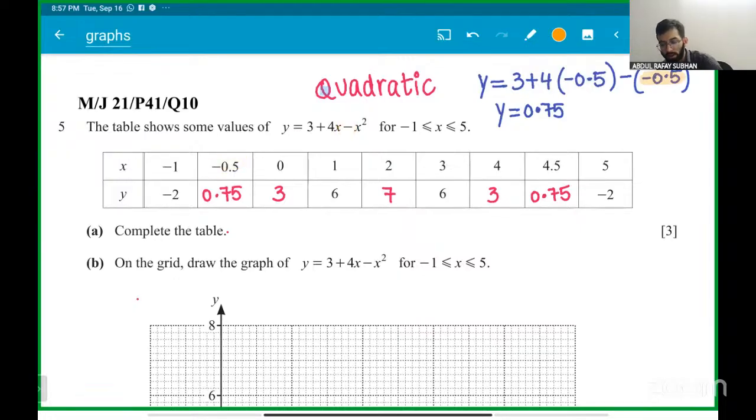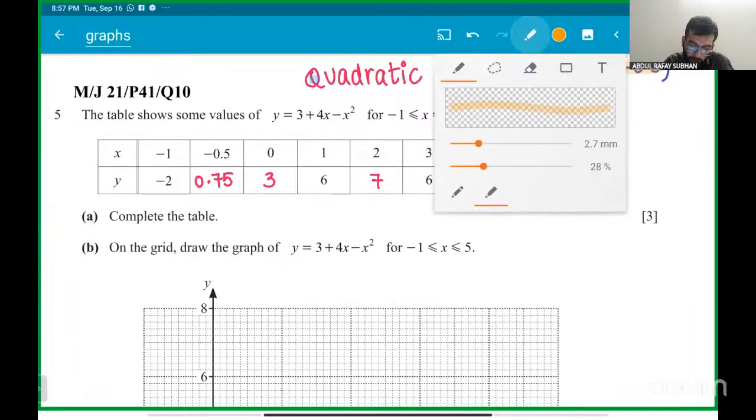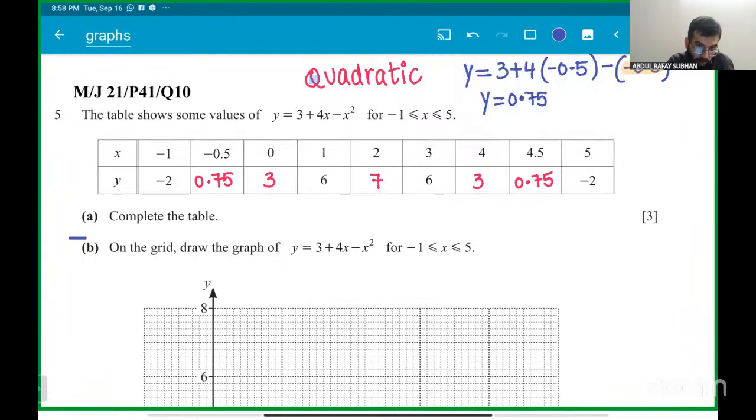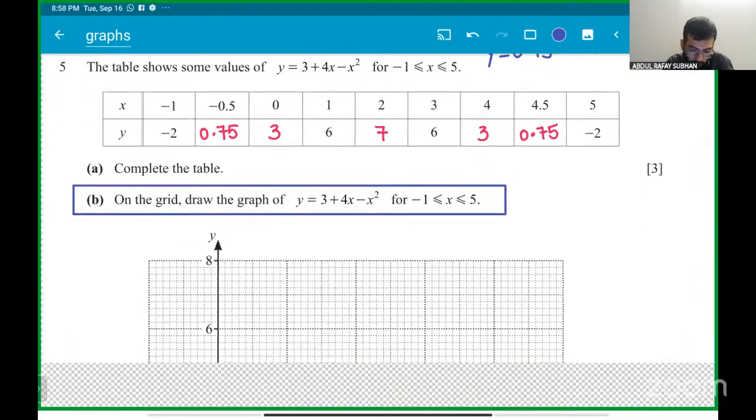Understood? Following that? Any questions, any issues? Clear on that? Is everyone getting it? Clear on this? Understood? ठीक है. So let's continue. So we have got the values and we have to complete the table on the grid. Draw the graph of y is equal to, let's start one by one, step by step.